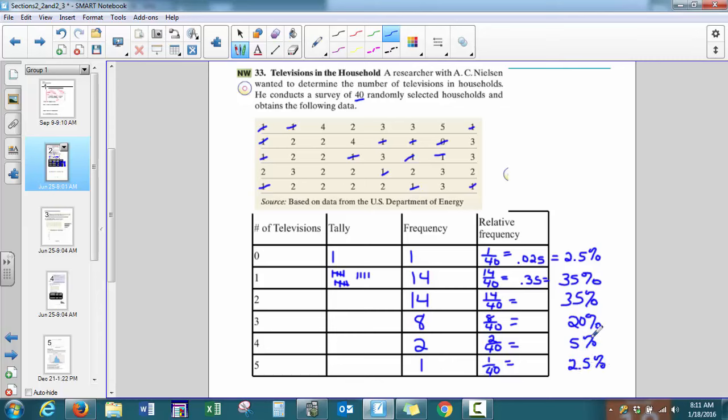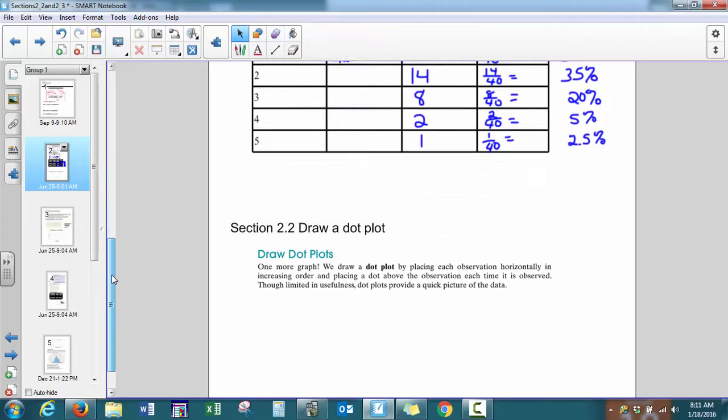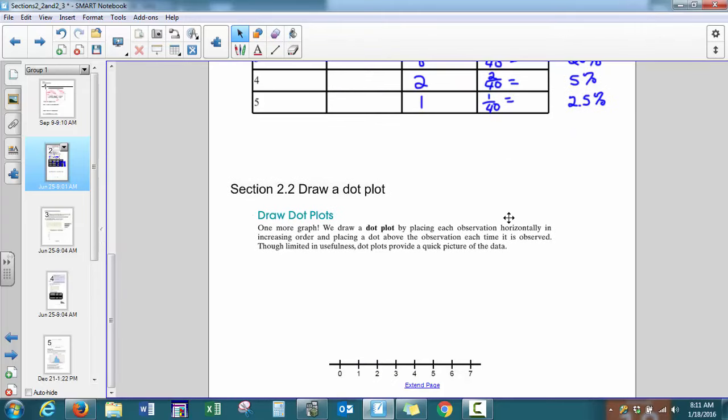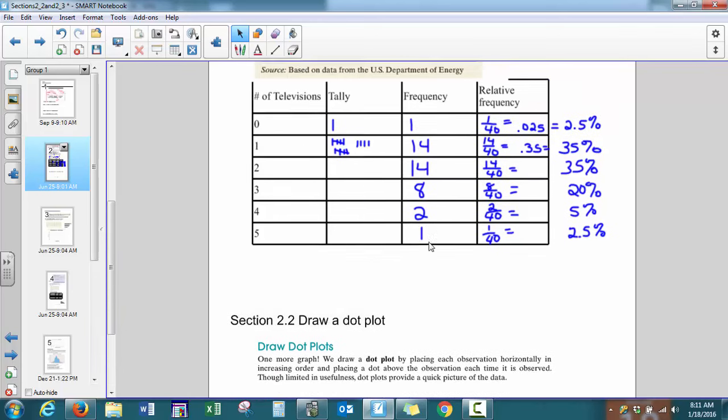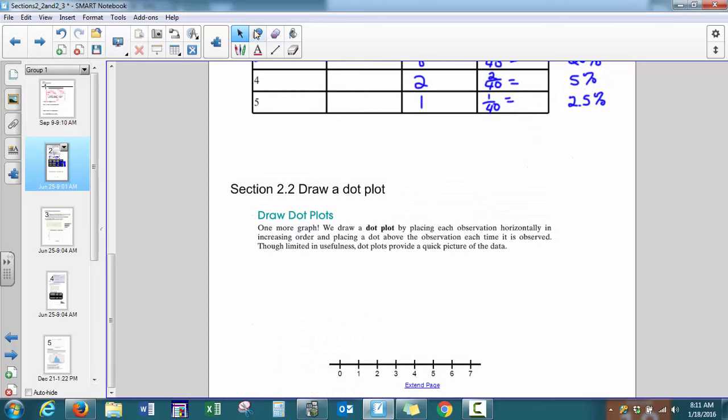One of the types of graphs that we can use to represent discrete data is called a dot plot. So with your dot plot, you place a dot above each of your options. So we're taking the frequencies that we have here and we're just placing a dot above it. With technology, it makes it a lot easier. Doing it by hand may take a little while. So how many homes had 0 TVs? 1. How many homes had 1 TV? We're going to need 14 dots. And this just gives you a visual representation of your data.